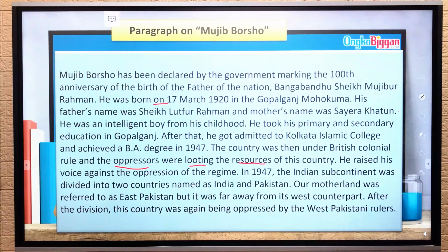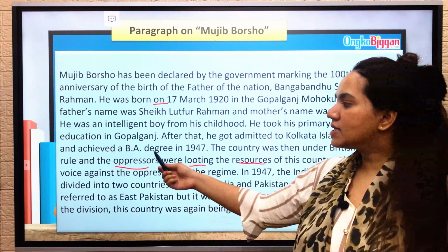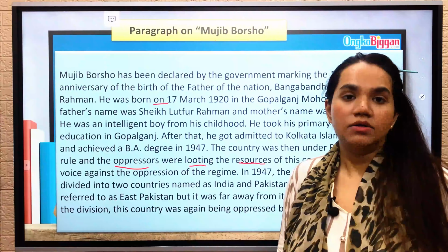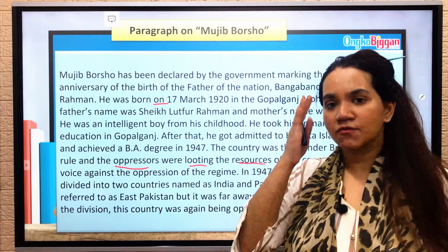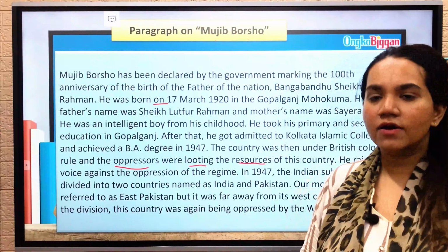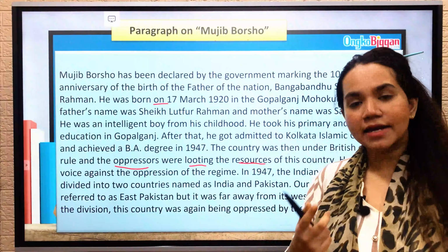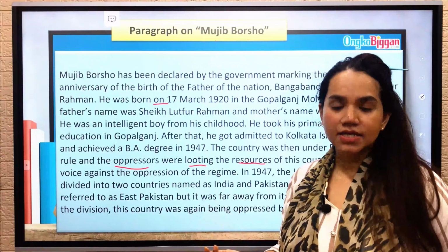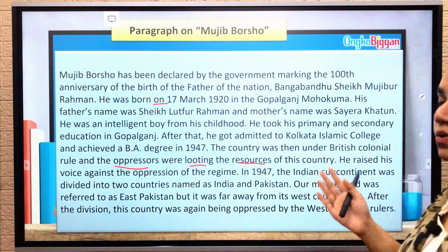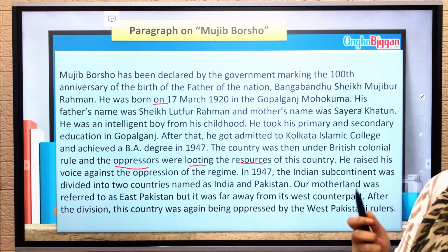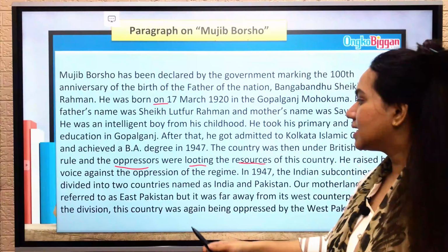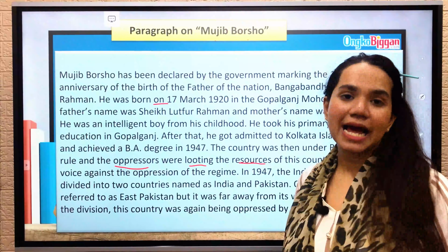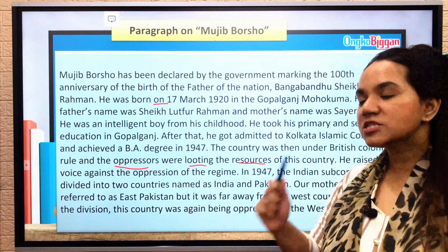He raised his voice against the oppression of the regime. So because he has now achieved the bachelor's degree, now he has a lot of knowledge. He already had a very clever thinking or a very good sense in the head, and now he has even more power because now he has a degree, so now he has more knowledge. So what did he do with that knowledge? He actually used his knowledge to the maximum because he raised his voice against the oppression of the regime. He said that no, we will not handle this oppression anymore. We will now speak against it.